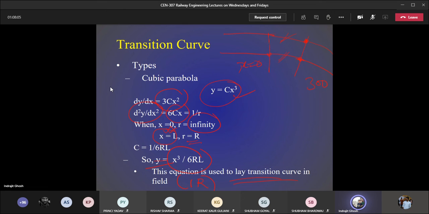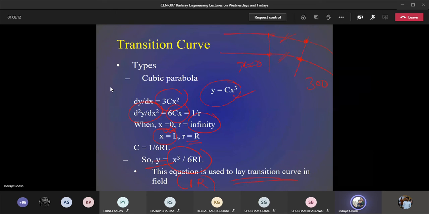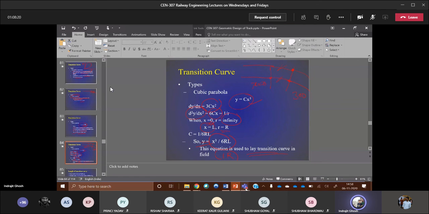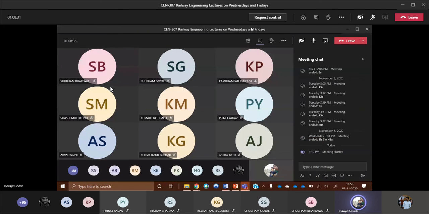Okay, so I will stop here, because then there are formulas related to the length of the transition curve that we can discuss during the next class. I'll share the slides, and I have uploaded the latest slides up to the day before yesterday's class. So please go through those materials.